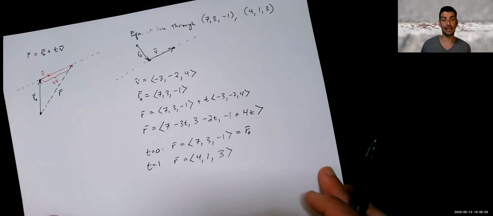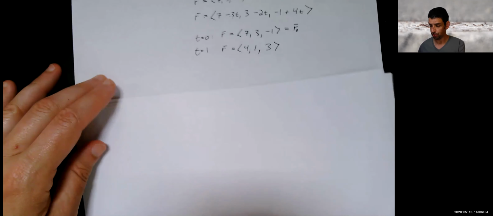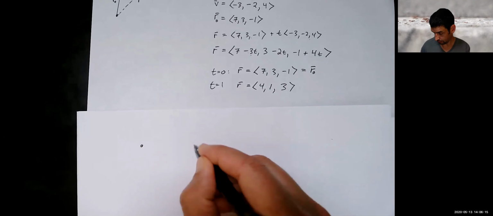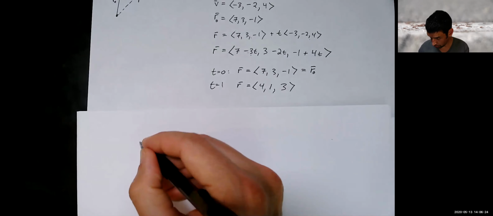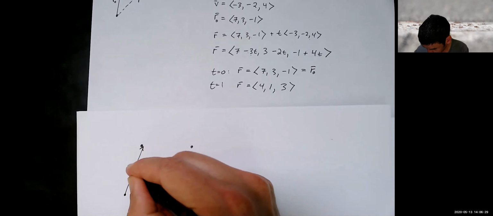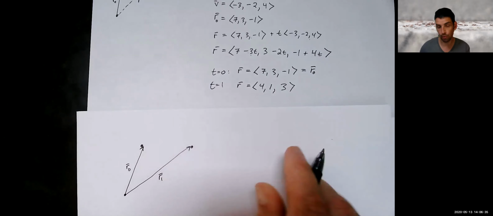But this gives us an idea for something that we often want to do. We're going to do a similar idea to this, just a little more abstractly. Suppose I have 2 points in space, and here's my origin. I'm going to draw a vector from the origin to this point and call it R0, and a vector from the origin to this point and call it R1.